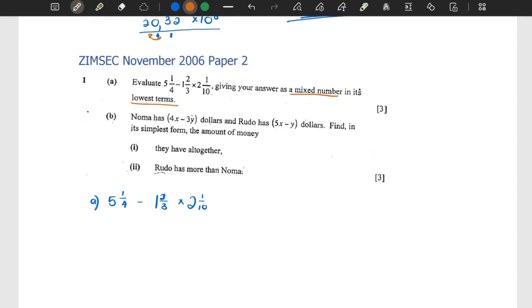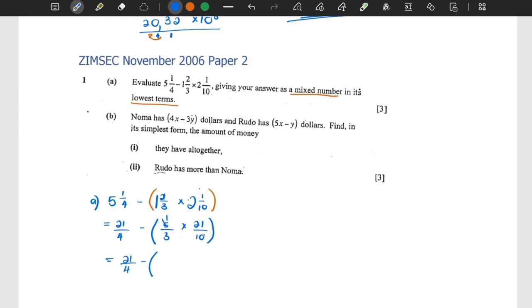So according to the rules of BODMAS, there's brackets, multiplication and division before addition and subtraction. So we take those brackets and make them into improper fractions, the whole equation. So 5 times 4, 20, plus 1, 21 over 4, minus 1 times 3, 3 plus 2, that's going to be 5 over 3, times 10 times 2, 20 plus 1, 21 over 10. So 21 over 4 minus 5 over 3 times 21 over 10.